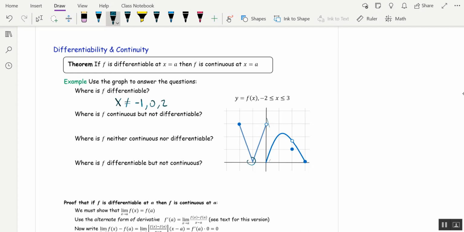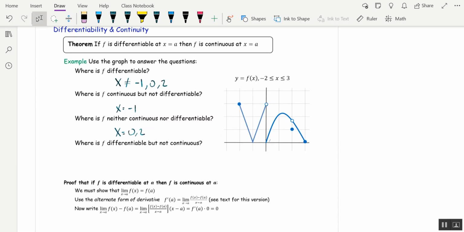Where's f continuous but not differentiable? So of those three numbers, -1, 0, 2, where's the function continuous but not differentiable? Well, only one of them, x equals -1. The function's not continuous at the jump discontinuity and at the hole. Okay, where's f neither continuous nor differentiable? Okay, that would be the other 2 points, 0 and 2. And the last question, where's f differentiable but not continuous? Well, that's a trick question. This can't happen by the theorem above.